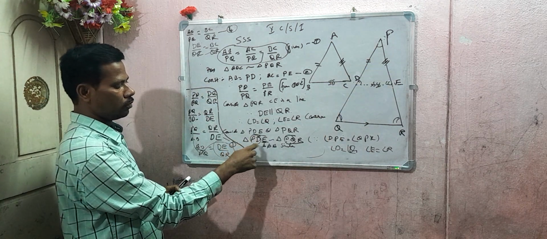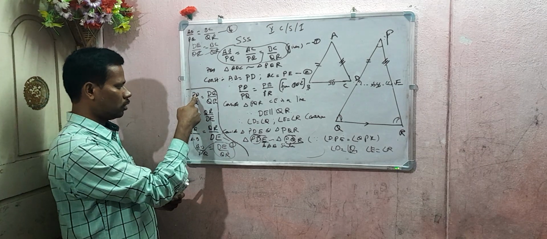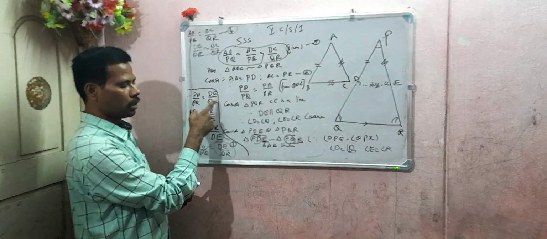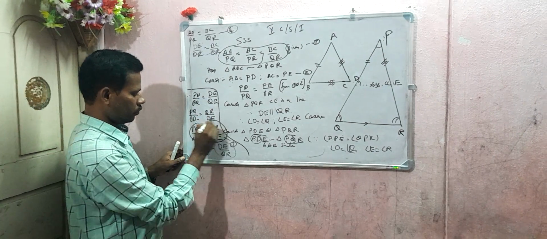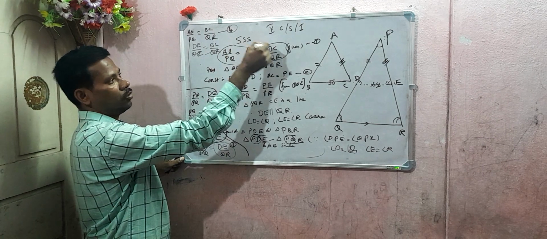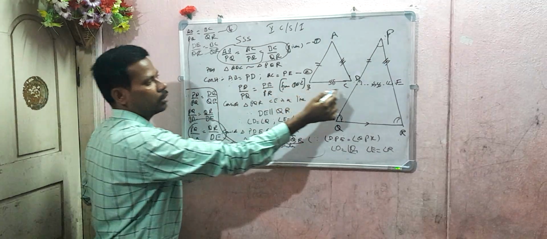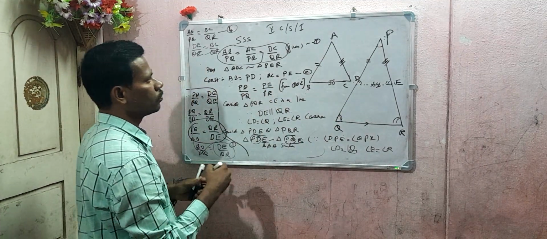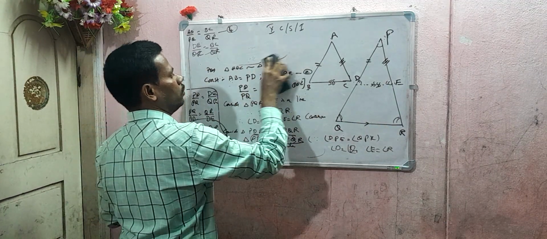Next, I did some ratio because the triangles are similar. I can take the ratio of this PD by PQ is equal to something like that, DE by QR, and I got the answer like this. Now I am comparing the given one with this condition. So I got DE is equal to BC. Therefore, what can you write, children?